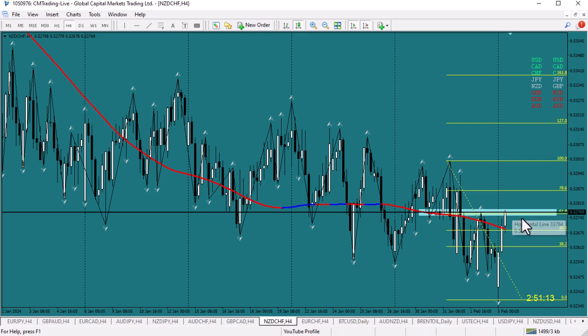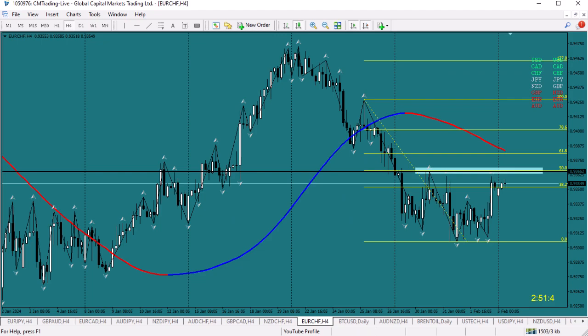Nice candle reversal here at the 61% Fib. I'll consider some shorts here. Then my favorite trade idea for today is a potential short on the Euro Swiss.